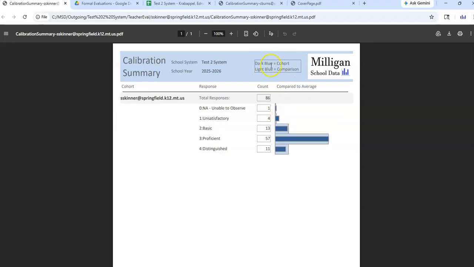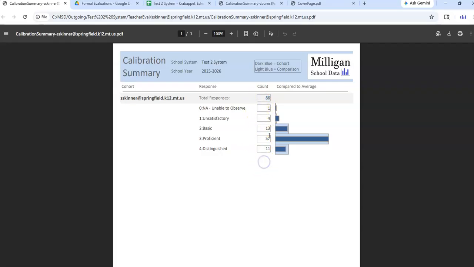This dark blue line, these dark blue bars right here, indicate how many times you rated different teachers in different components each of these scores. You can see that in this example, there were 13 components that were marked as basic, 57 that were marked as proficient, and 11 that were marked as distinguished, et cetera. So that's what those dark blue bars are. Those are how you evaluated your teachers. You will presumably have far more than 86 total responses across all of your teachers, but this is just an example.